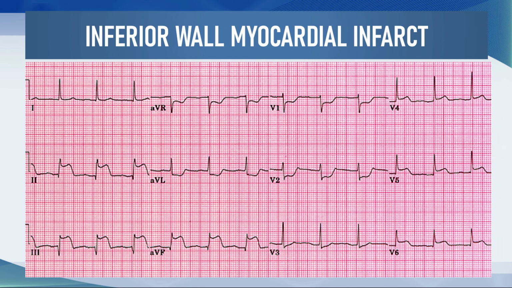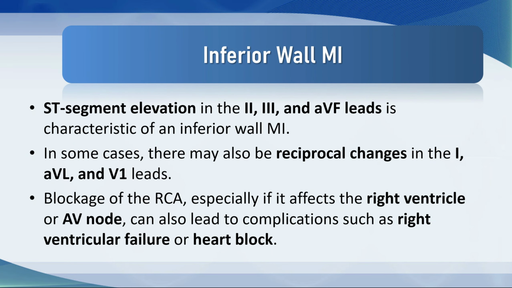This is a classical inferior wall myocardial infarct. There is ST segment elevation in 2, 3 and AVF with some lateral wall extension in the V5 and V6 leads. There is also likely posterior wall extension. In most cases, this is consequent of right coronary artery occlusion, but not necessarily, so you must do an angiogram irrespective.